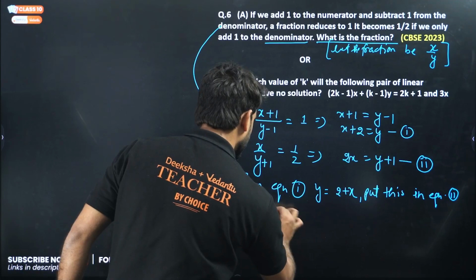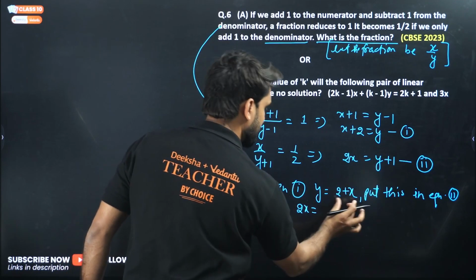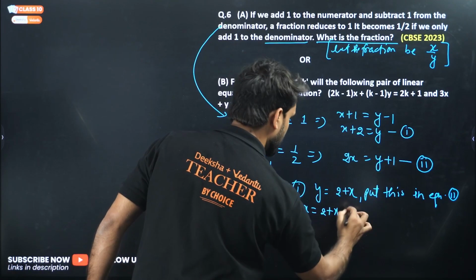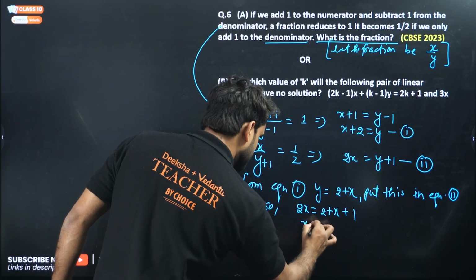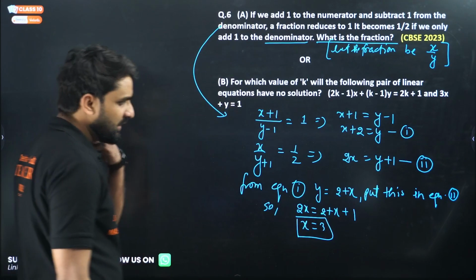So what will be the condition? Look, 2x equals, we can put y as 2 plus x, and this is already here, plus 1, right? Now we can shift this x this side, so x will be x, and 2 plus 1 is 3. So we have found the value of x is 3.